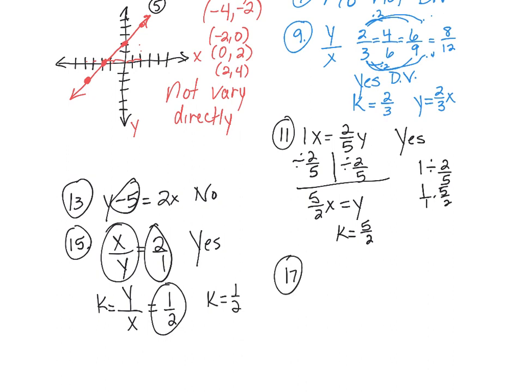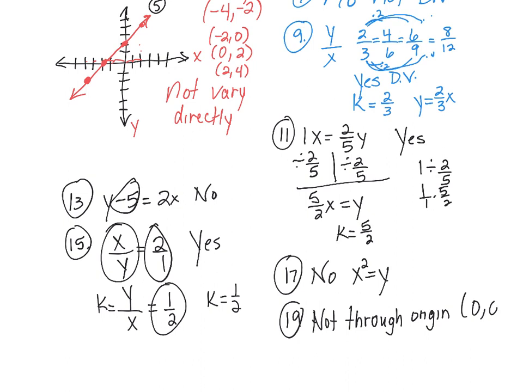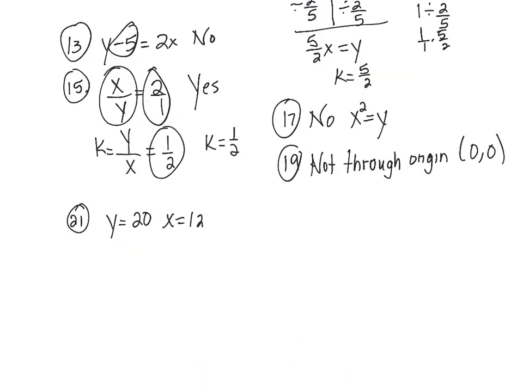17, no, you can't have an x squared. 19, it says describe and correct the error in telling whether x and y show direct variation. The graph is a line, so it shows direct variation. The only problem is it does not go through the origin, which is 0, 0.